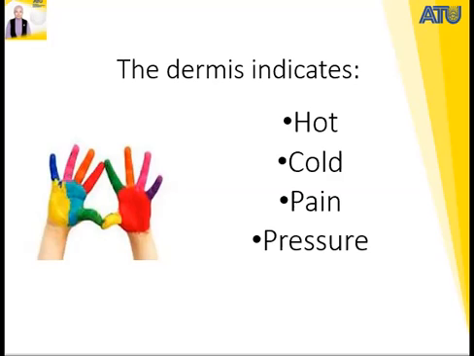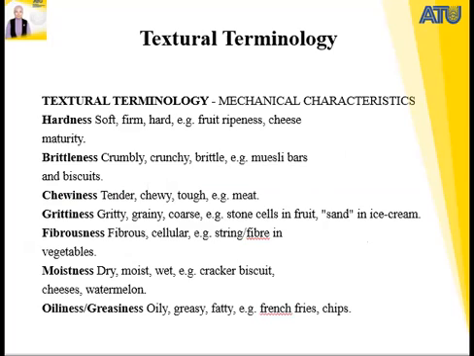So what about texture terminology? Mechanical characteristics include hardness, divided into soft, firm, and hard, for example fruit ripeness and cheese maturity. Next is brittleness: crumbly, crunchy, brittle, as in muesli bars and biscuits. Then chewiness: tender, chewy, and taut, for example when we describe meat. Grittiness: gritty, grainy, coarse, for example stone cells in fruits and sand in ice cream. Fibrousness: fibrous, cellular, for example stringy fiber in vegetables, which is not chewable.